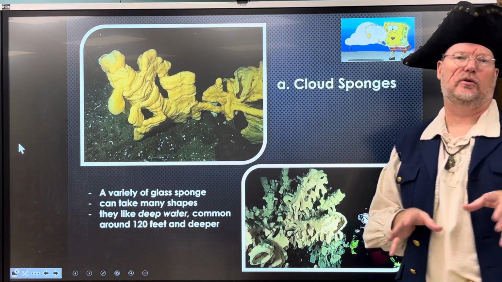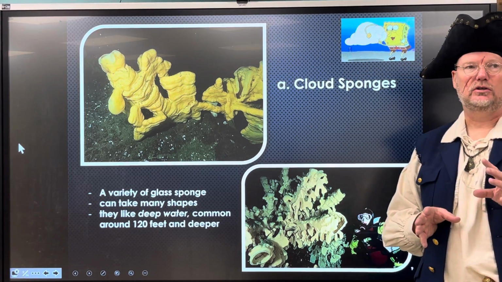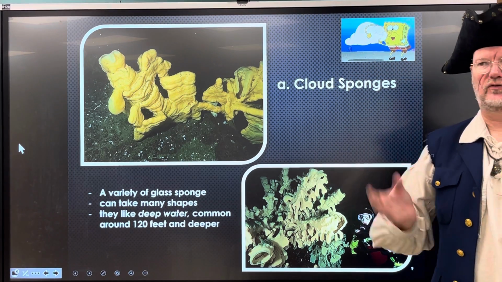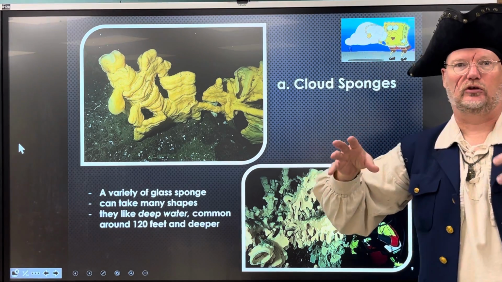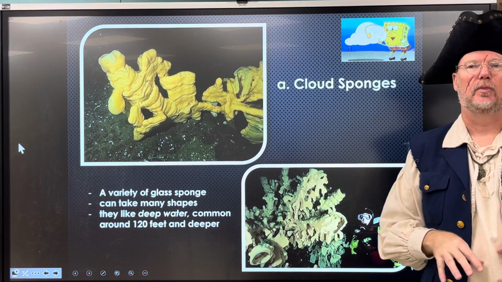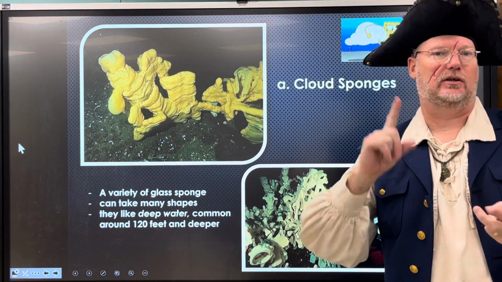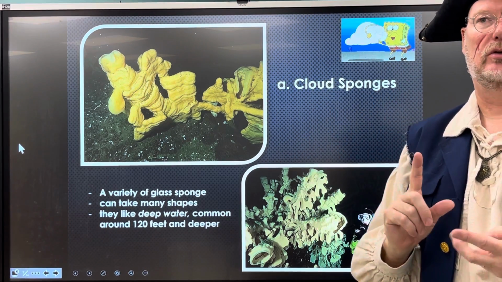So remember, these are animals. They're not plants. They don't need photosynthesis. They just filter their food from the water, particularly that marine snow that comes down, but also all the phytoplankton that die, or zooplankton.